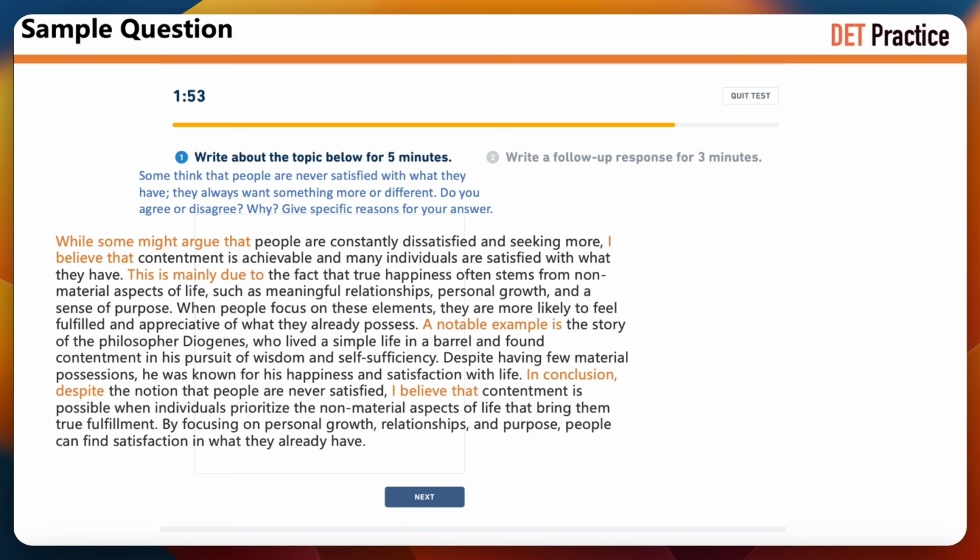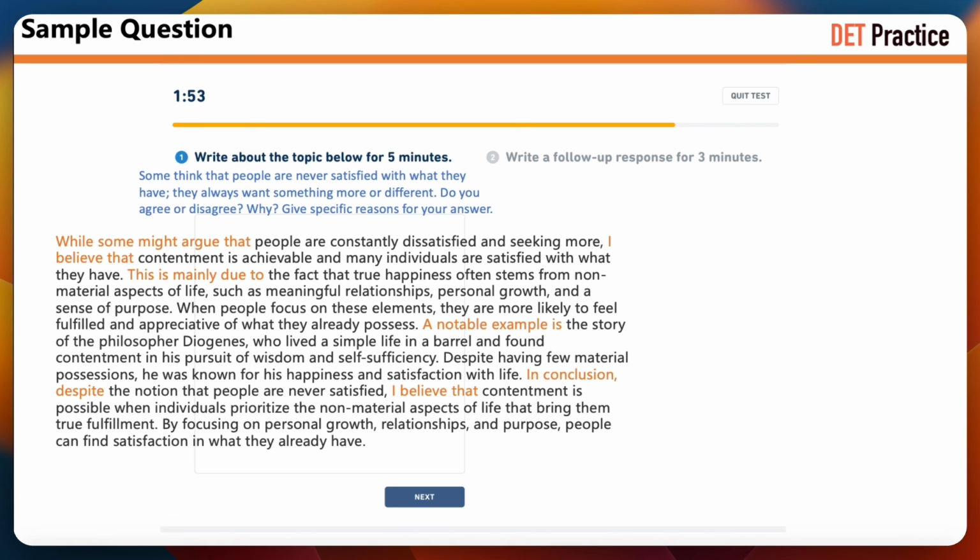While some might argue that people are constantly dissatisfied and seeking more, I believe that contentment is achievable, and many individuals are satisfied with what they have. This opening acknowledges the opposing viewpoint before presenting the writer's stance. The writer then justifies their position. This is mainly due to the fact that true happiness often stems from non-material aspects of life, such as meaningful relationships, personal growth, and a sense of purpose. This explanation provides clear reasons for the writer's belief in achievable contentment.